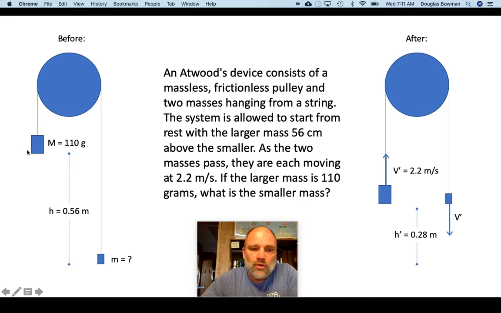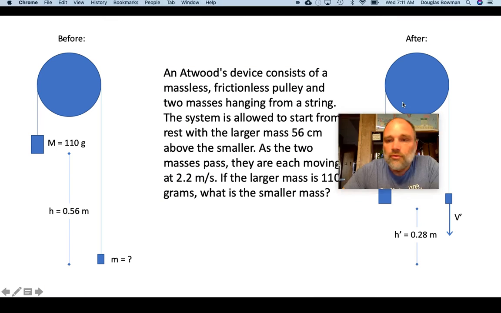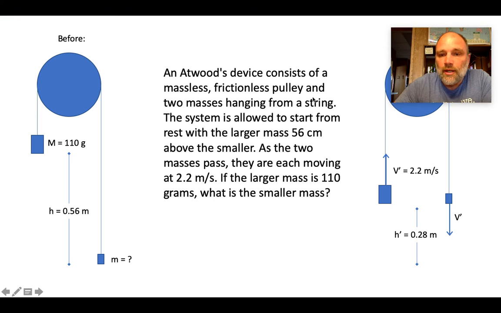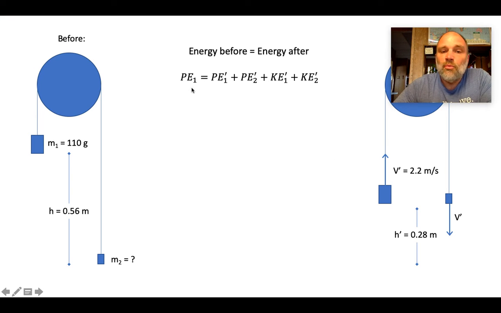So in the before, there's only potential energy of this guy. After, they're both moving, so they both have kinetic energy, and they both have potential. So let's look at the equation. Let me move this guy up here out of the way quick. And here's the equation. The potential energy before equals the potential energy after of this one, potential energy of the other one after, and they both have kinetic energy because they're moving. I'm using these little prime symbols to indicate after, and potential energy before does not have a prime, it's before.